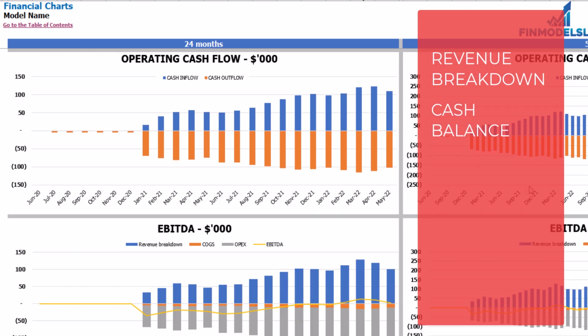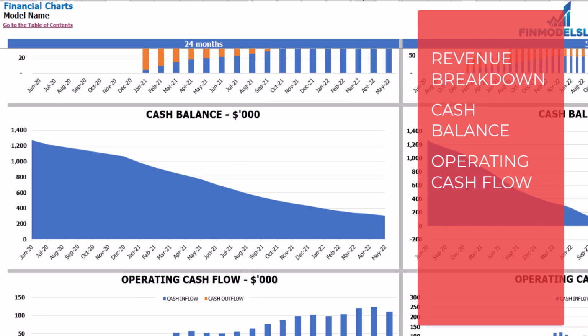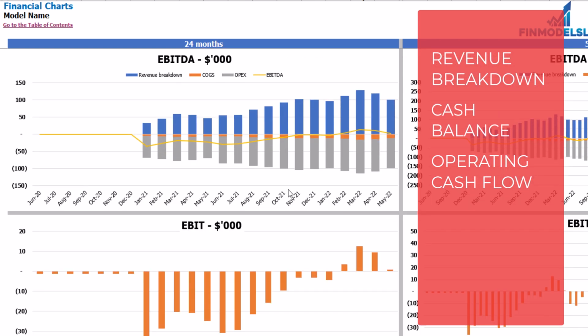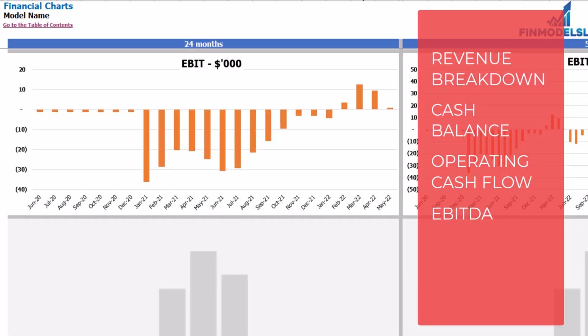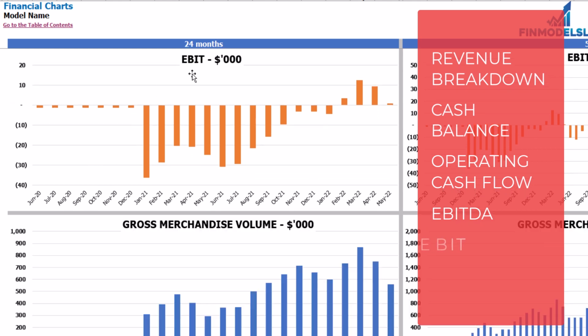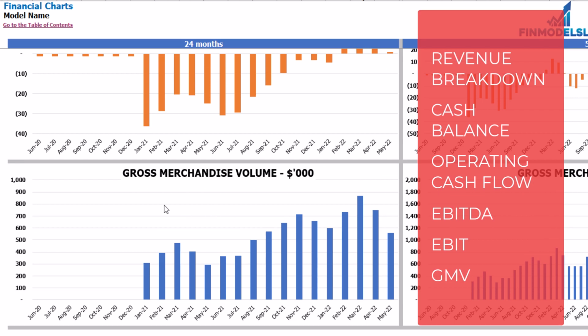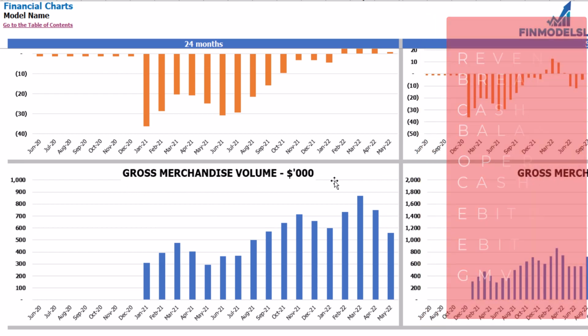The next couple of charts will show you the operating cash flow, broken down by cash inflow and cash outflow. The next chart will show you the EBITDA breakdown, which is revenue, COGS, and OPEX parts, and the EBITDA as a yellow line. The next charts will show you the EBIT. And finally, on the last set of charts, you may see the gross merchandise volume by months.